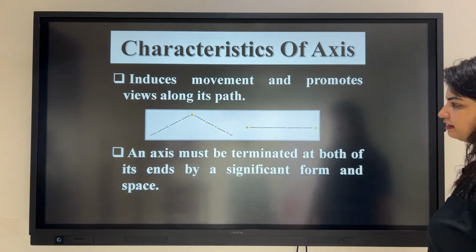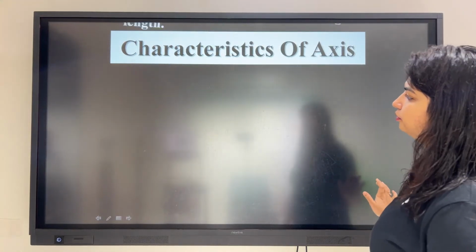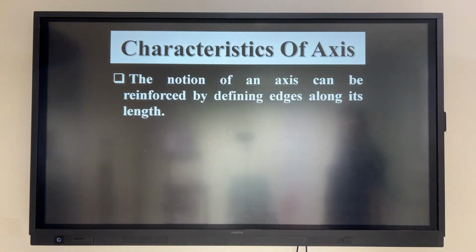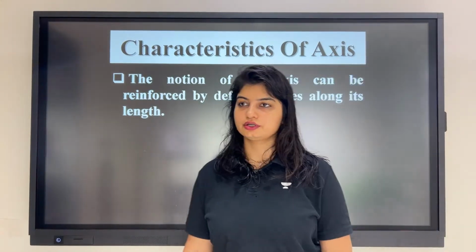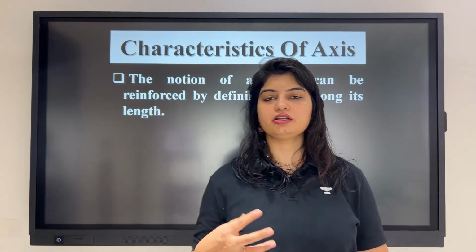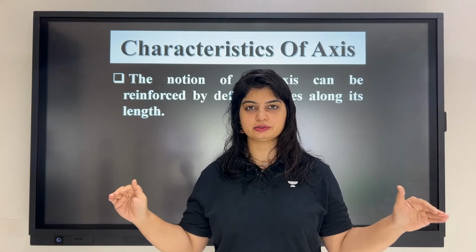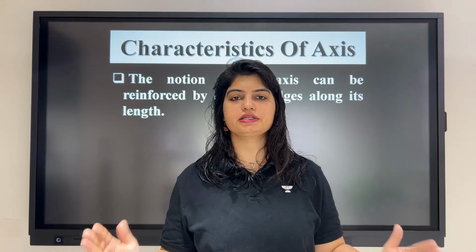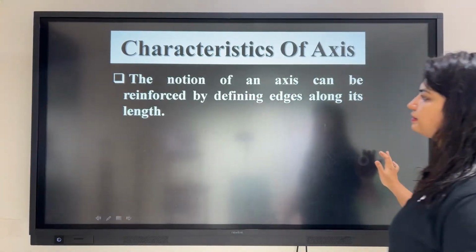See, here are the axes. You have this axis. Furthermore, in the characteristics, the motion of an axis can be reinforced by defining edges along its length. The motion of the axis can be reinforced, made significant, by defining the edges along its length. If you define it along its edges, you establish a significant point that this much is the axis. That is the characteristic of an axis.